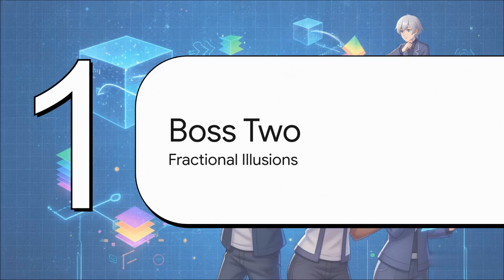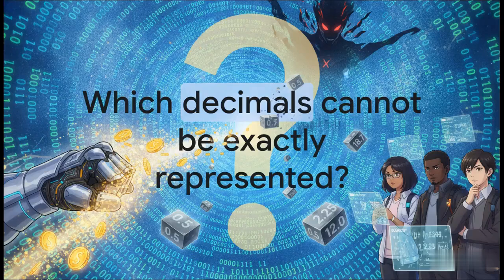Boss 2, Fractional Illusions. The holographic UI shifts, and now we are staring down a completely new, complex, glowing puzzle. We've got a specific structural constraint this time, a binary format consisting of bits B7 down to B3, then a fractional dot, followed by bits B2, B1, and B0. So that's 5 bits for the integer side, 3 for the fraction. The enemy's trap is this: which decimal values cannot be exactly represented by this specific bit structure.